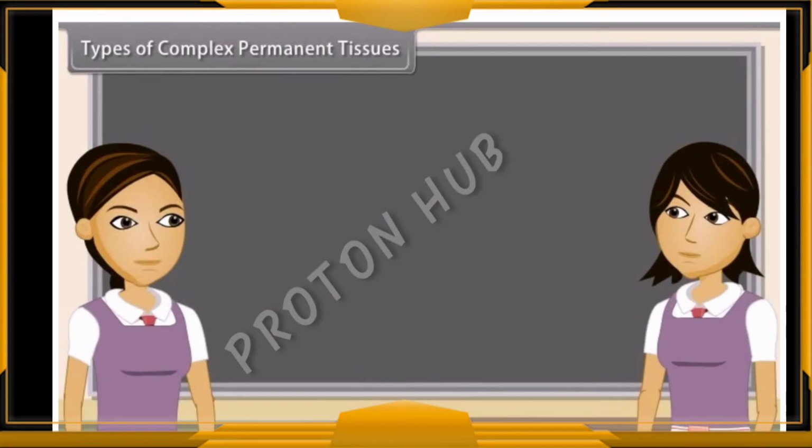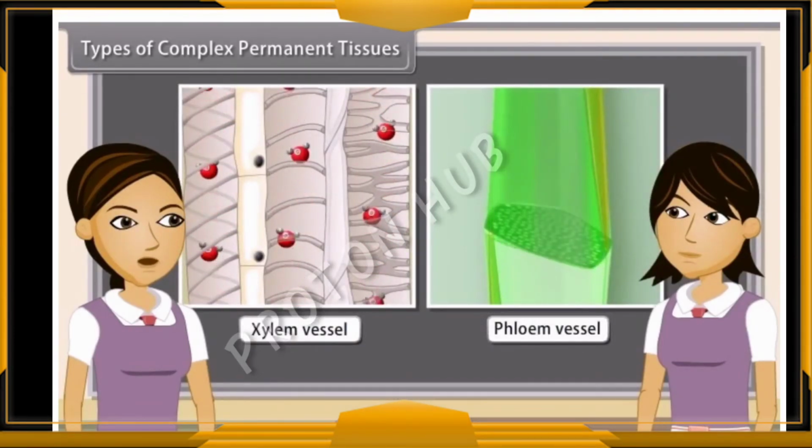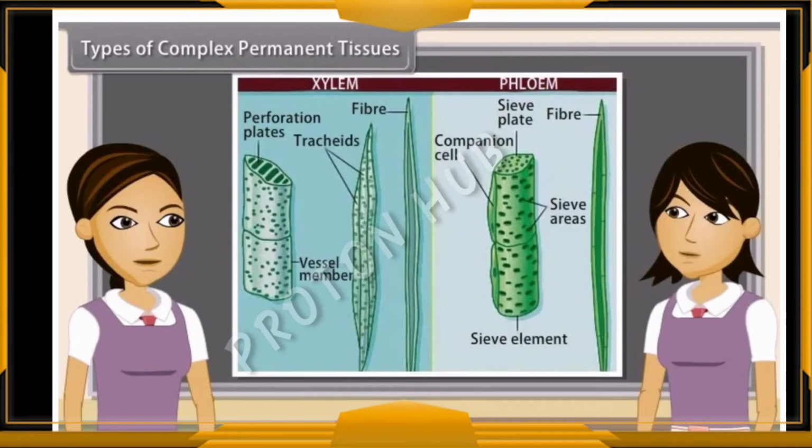Types of complex permanent tissues. Complex tissues are made of more than one type of cells. All these cells coordinate to perform a common function. On the basis of nature of cells, complex permanent tissues are of two types, xylem and phloem. Xylem is the supporting and water-conducting tissue of vascular plants, consisting primarily of tracheids and vessels, also called woody tissue. Phloem is the food-conducting tissue of vascular plants, consisting of sieve tubes, fibers, parenchyma, and sclereids, also called bast.